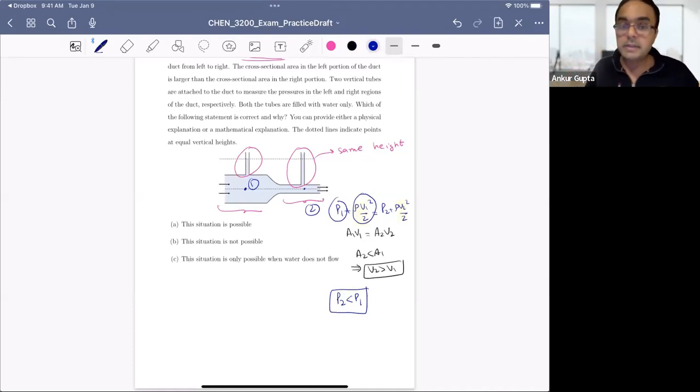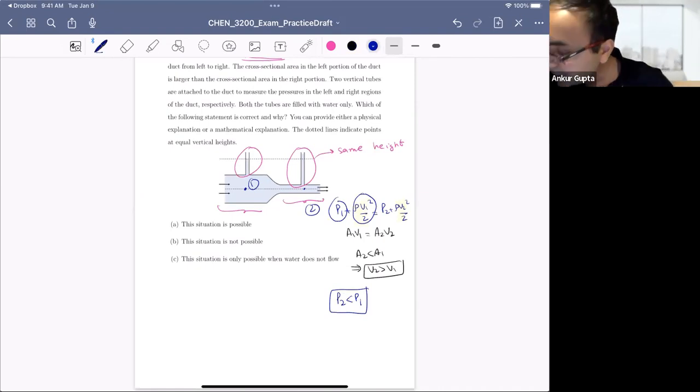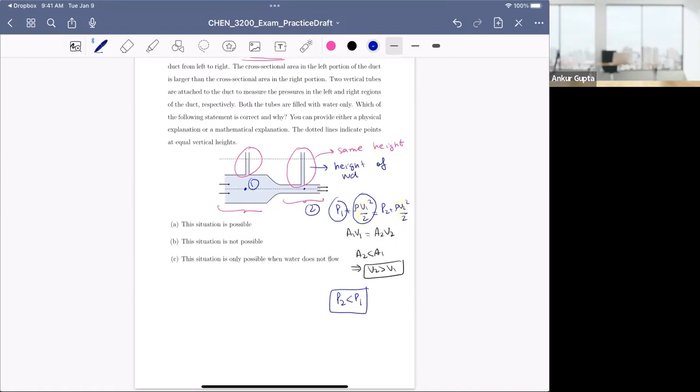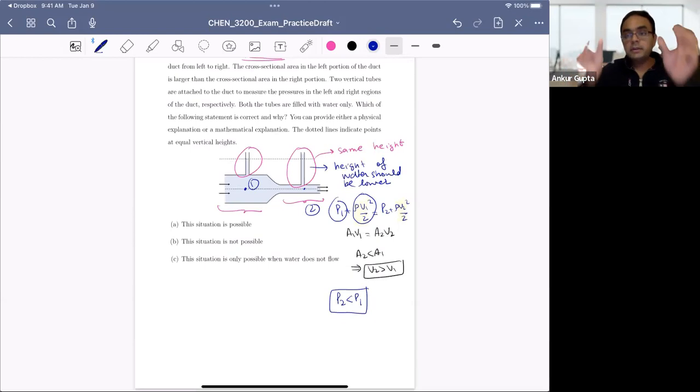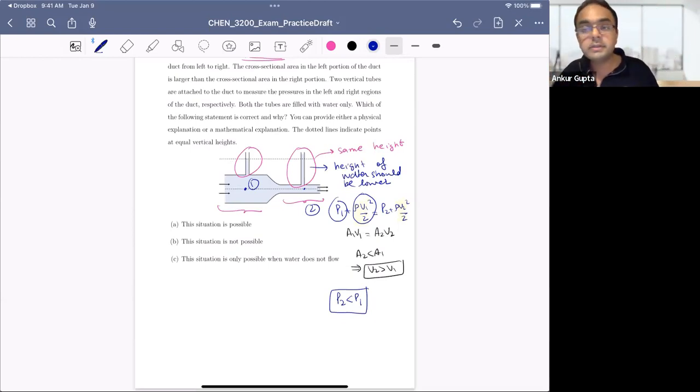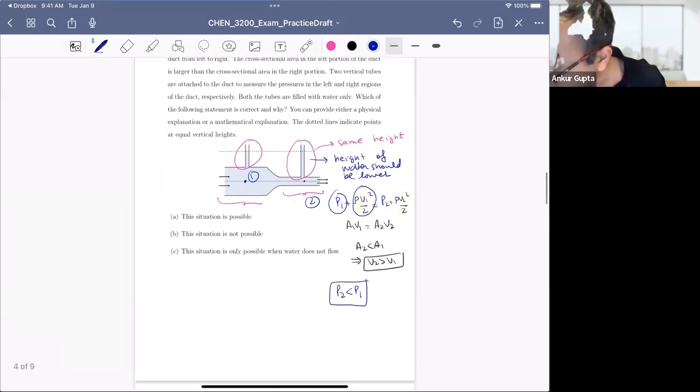So now if pressure is less, then I should expect the height of water to be lower, because it's supporting. Remember, it's hydrostatics now in the vertical direction because the water is not flowing. So the height is simply a measure of pressure. And because one height is greater than the other height, that means it's indicating that the pressure there is higher. So this situation is not possible.